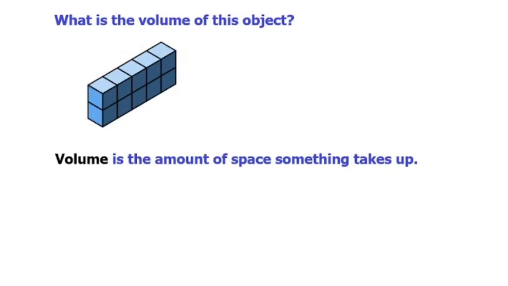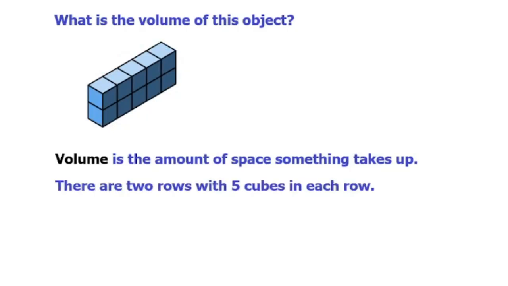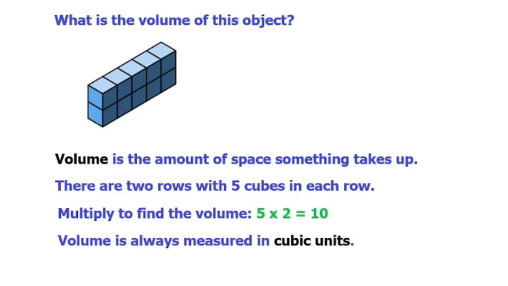So how would we calculate the volume? We already saw that there are 2 rows with 5 cubes in each row. So the way to calculate volume is you multiply to find the volume. So 5 cubes times 2 rows is 10. So the answer is 10, and you need to know that volume is always measured in cubic units.